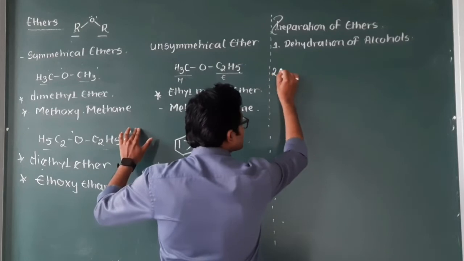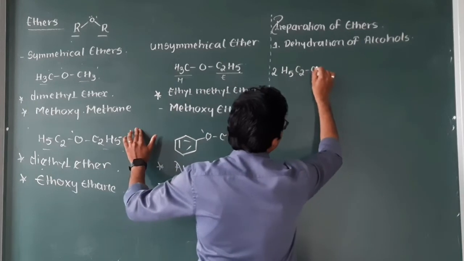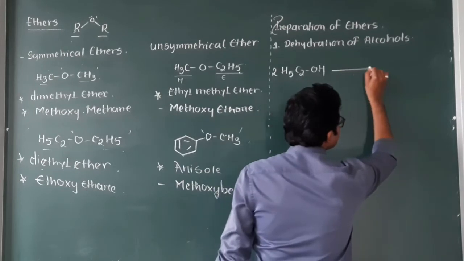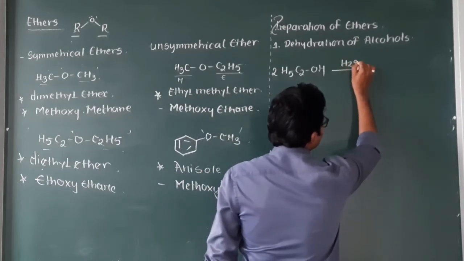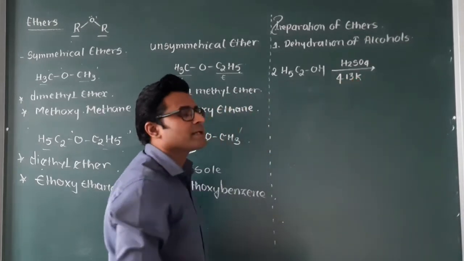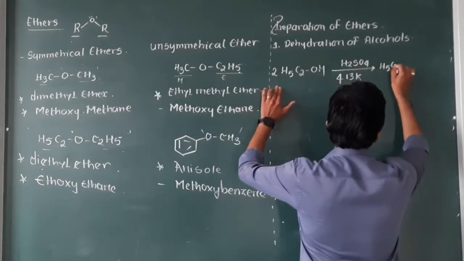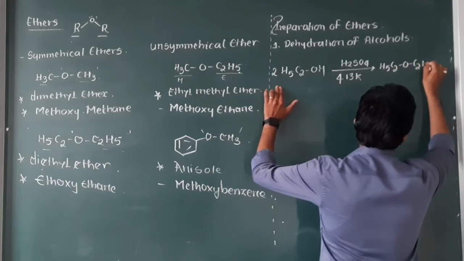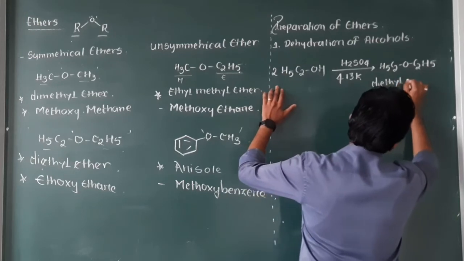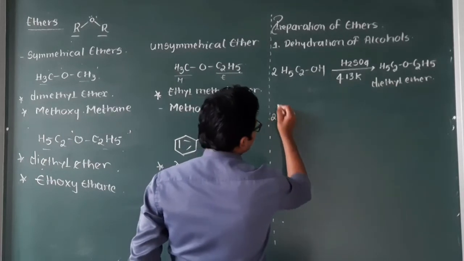If I take two molecules of C2H5OH and treat them with concentrated H2SO4 at 413 Kelvin, and we take this condition into consideration, then it will yield C2H5OC2H5, that is, diethyl ether is obtained.